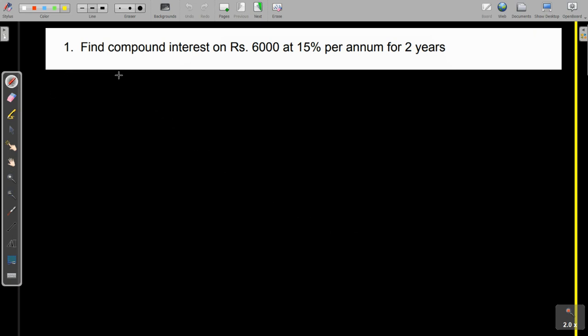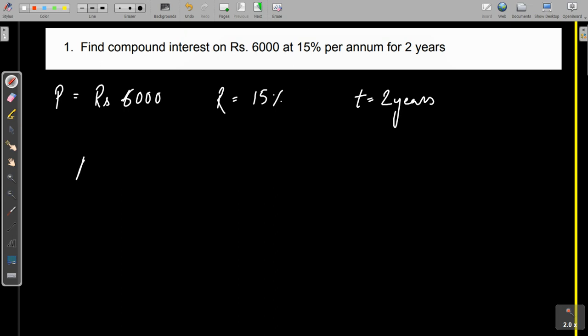So the first question says, find the compound interest on rupees this much at. So we are going to write down the quantities that we know. Here we know the principal is rupees 6,000. The rate of interest is 15% and the time is 2 years. This is compounded annually. Okay, so we know the formula for amount was P whole into 1 plus R upon 100 to the power n, and it is basically our time.